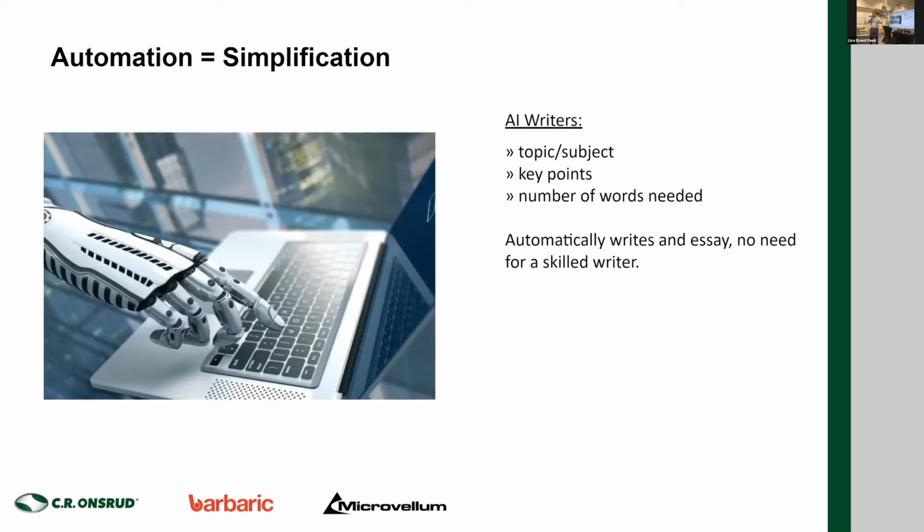Automation can equal simplification. Recently, my son came home from college and he was talking about these AI essay writers, artificial intelligence writers. So if you have an essay that you have to do, all you do is tell it the topic or subject, you give it a few key points, and then you tell it how many words the essay has to be, 300, 600, 1,000, and it will automatically write the essay for you. Super easy. So you don't need to be this skilled writer. I don't know about you, but I remember in college spending hours trying to put together my essay that's due the next day. But this will spit it out automatically. And I couldn't believe it, but it does work. It worked great for this presentation.